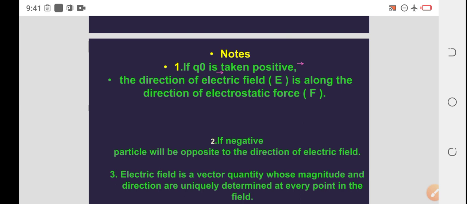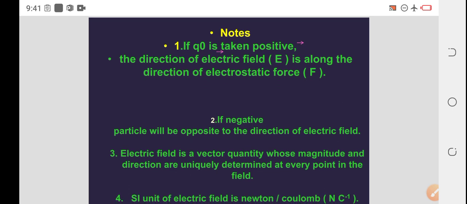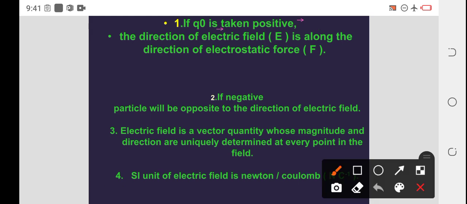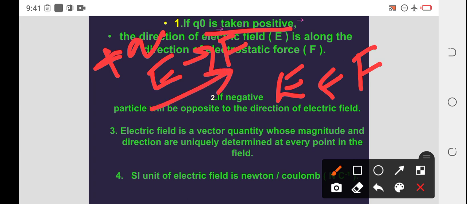Note: if the charge is taken positive, the direction of the electric field is along the direction of the electrostatic force. So when the charge is positive, the field direction is along the electrostatic force. That means force and electric field are both in the same direction if you are taking the charge as positive. If the charge is taken as negative, the direction of E is opposite to the applied force. In case 1, where the charge is positive, F and E are both in the same direction. If the charge is negative, F and E are both in opposite directions.